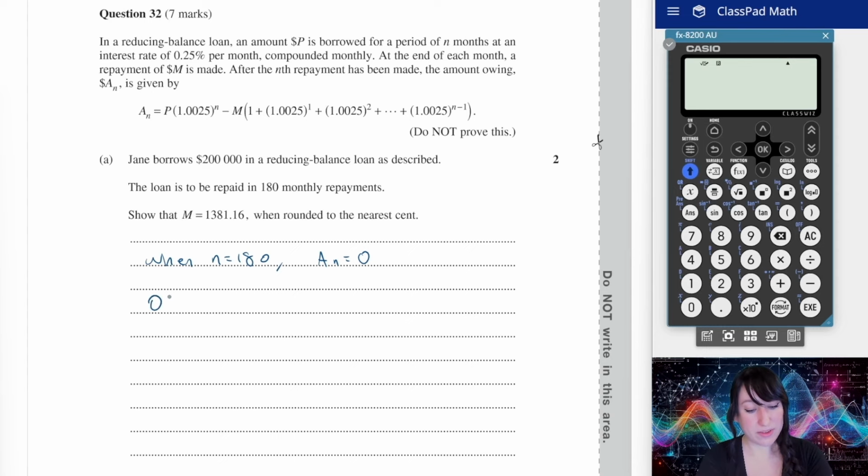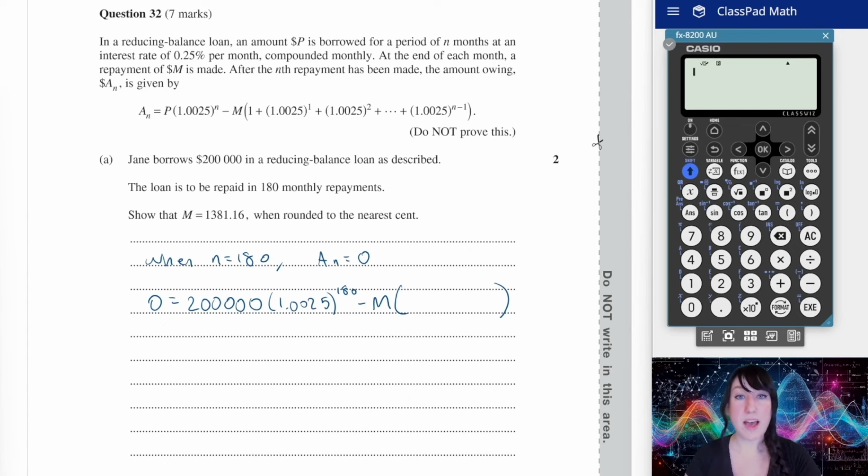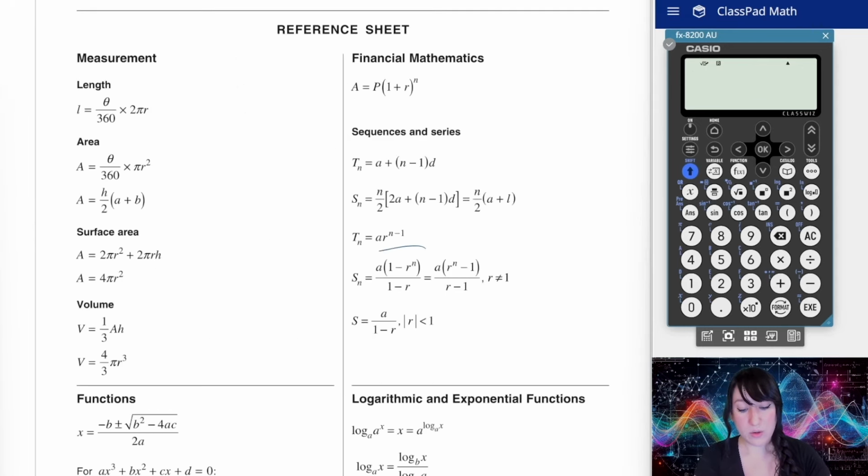So a n equals 0 equals P, the principal, in this case 200,000, times 1.0025 to the power of n, which is 180, minus M times. Now, this part is a geometric series. This is the point in these kinds of questions where we want to re-express this using the formula for the sum of n terms of a geometric series. That formula is on the reference sheet. So here we have the sum of n terms of a geometric series, and we usually use this version in reducing balance loans because r will be bigger than 1 point something. So let's use that to re-express that sum.